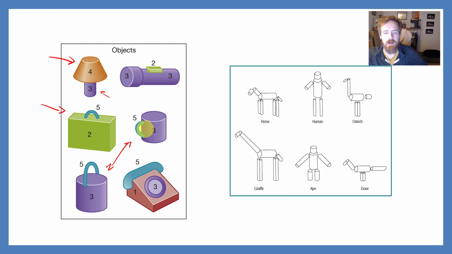And we know that because the handle or the loop is on the side of the cylinder here and is on top of the cylinder here. And we recognize that pattern, and that's how we know which is which. That's essentially Biederman's argument about how we process objects in a nutshell.